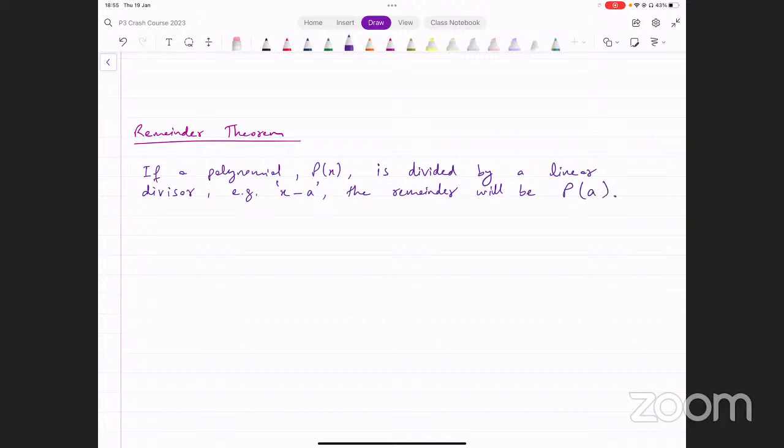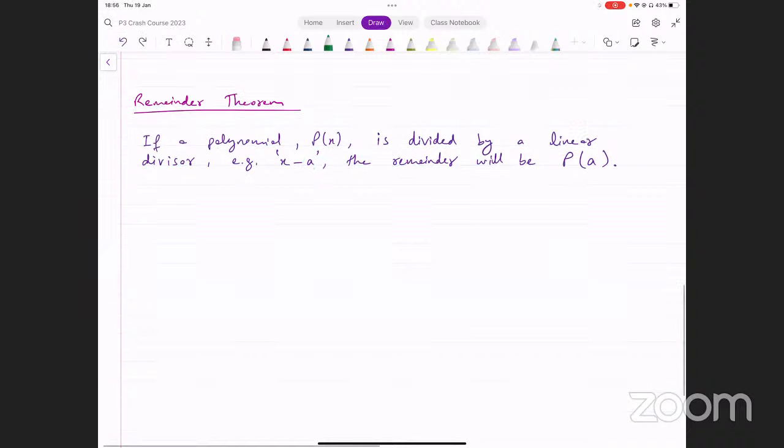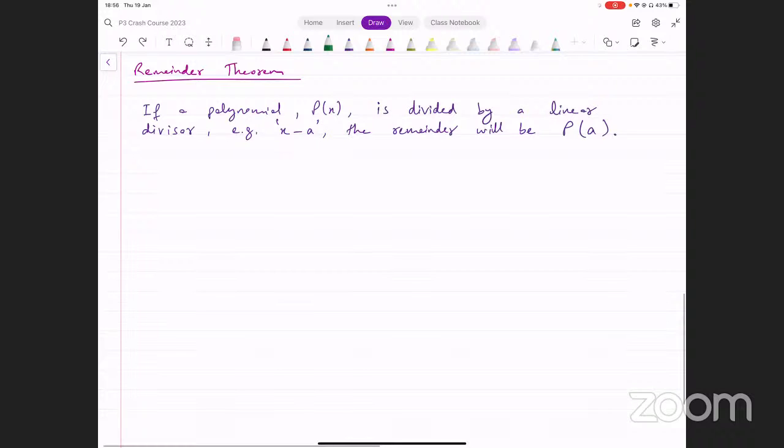What does p of a mean? That you're basically inputting this value a in the polynomial. That's all that it means. All right, let's take an example. Let's say we've got this polynomial p of x, which is, I don't know, let's say 3x cubed plus 4x squared minus 2x plus 7. I've got this polynomial.